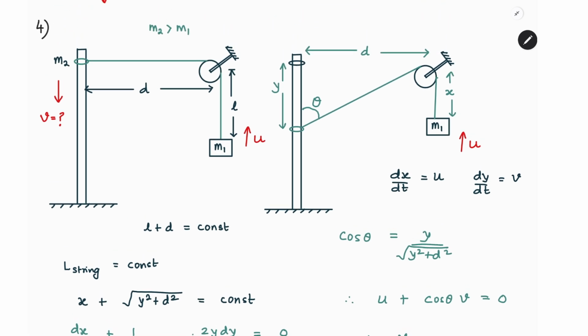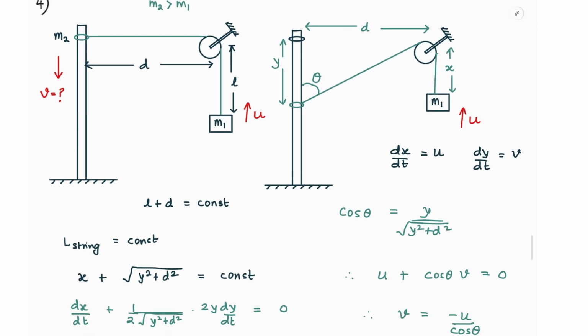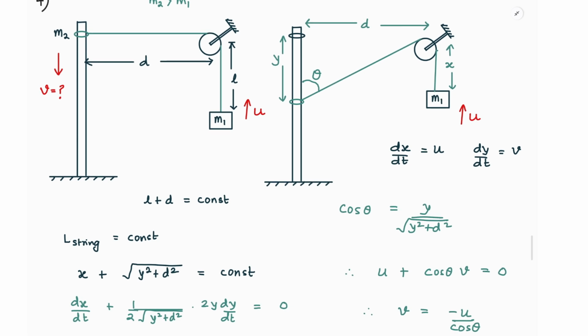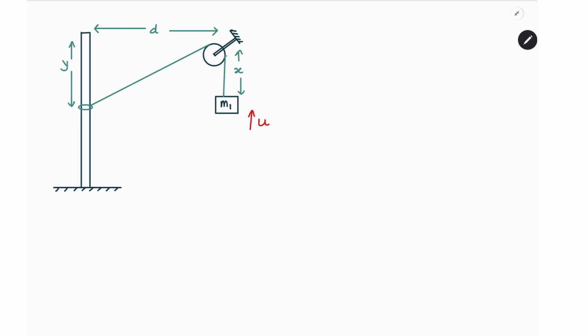In this method we said the length of the string is constant and the separation between the vertical shaft and the point on the fixed pulley is constant. Now, let us solve it using the method we discussed in problem 2. In case you have skipped problem 2, kindly go back and watch it. It is very important and crucial. If you understand that, it will become very easy to solve this problem in 2 steps.